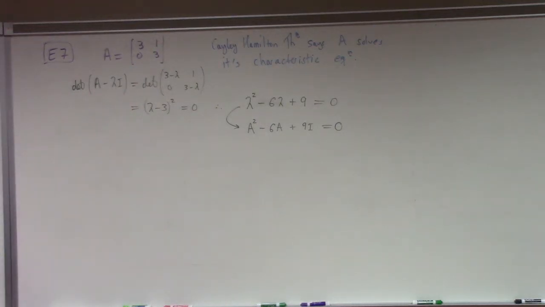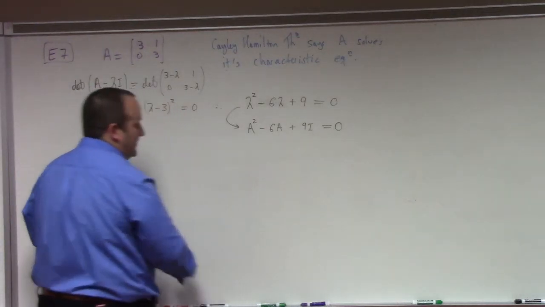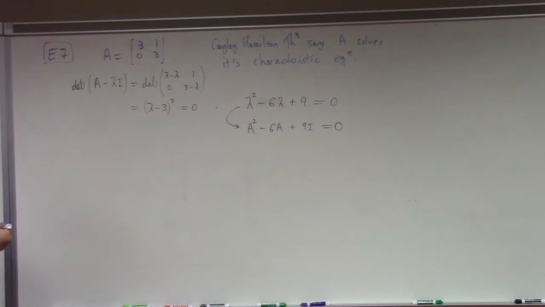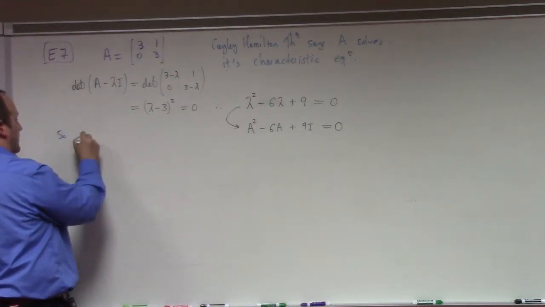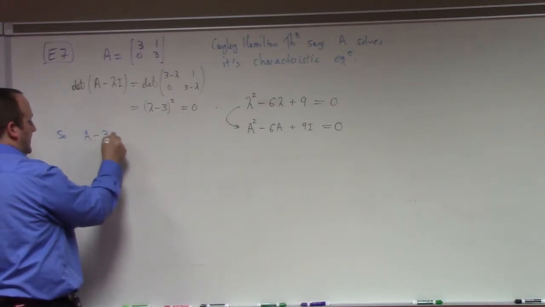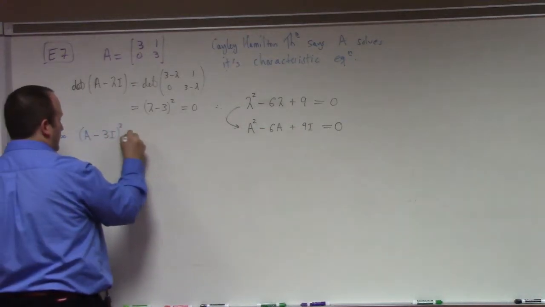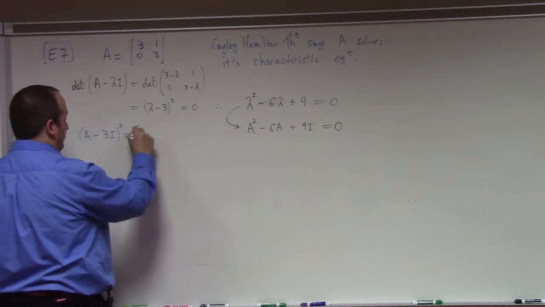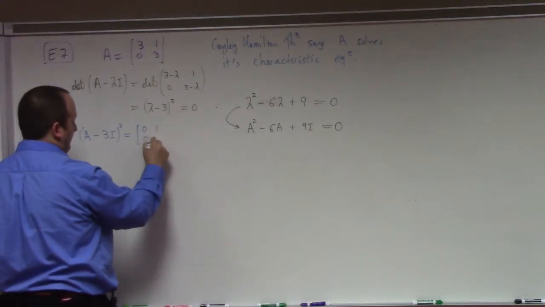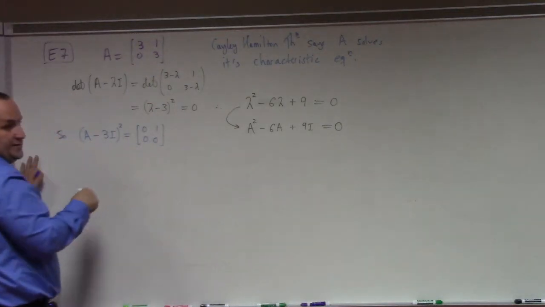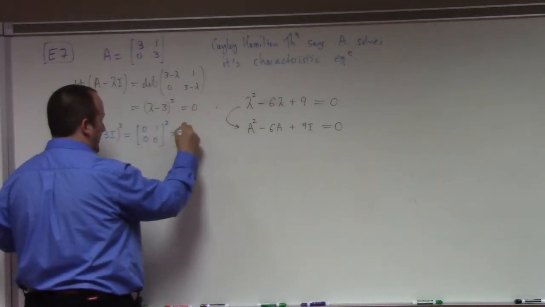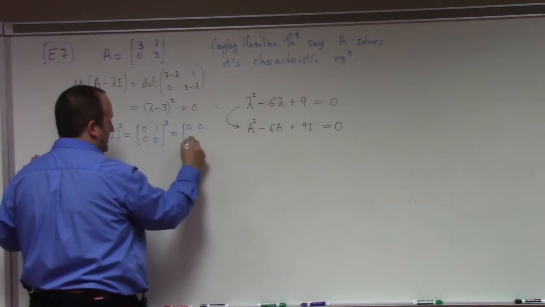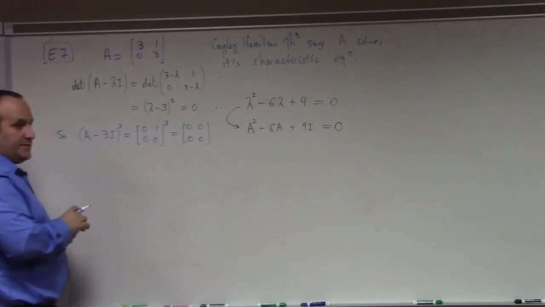That's actually not as useful to me. In the interest of not making this into a 20-minute example, I'm going to be a little bit sneaky. If you look at A minus 3I, what's A minus 3I? It's just 0, 1, 0, 0, right? And if you square this matrix, you get back the 0 matrix. The reason I knew that really is the Cayley-Hamilton theorem.